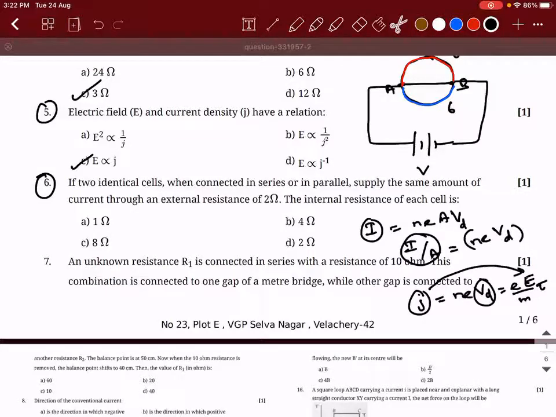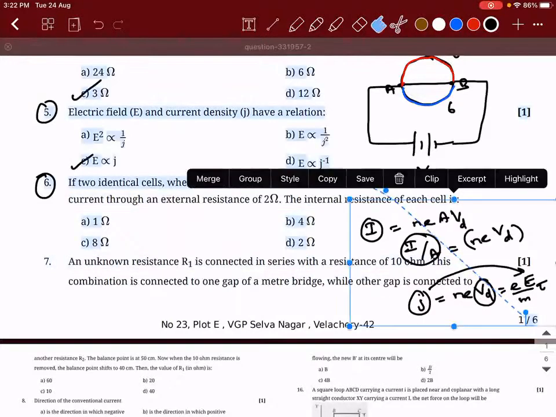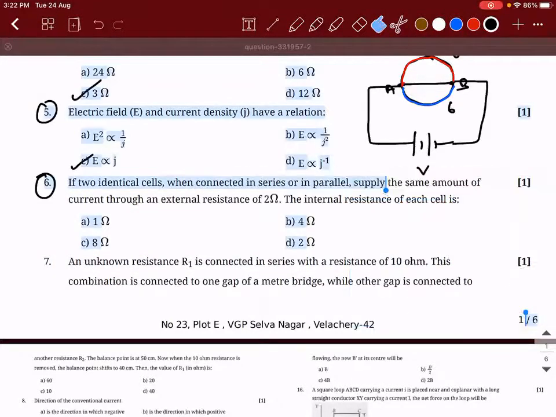Shall I strike it off? Okay. Sixth one. If two identical cells, when connected in series or in parallel, supply the same amount of current through an external resistance of 2 ohm, then the internal resistance of each cell is how much? How to solve?